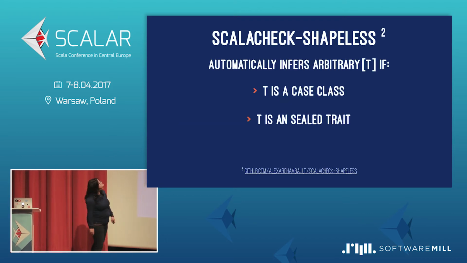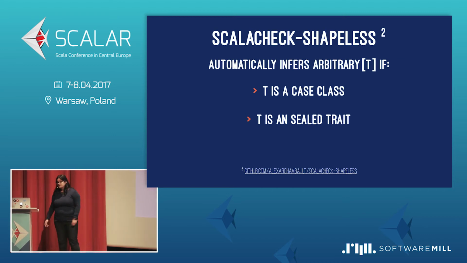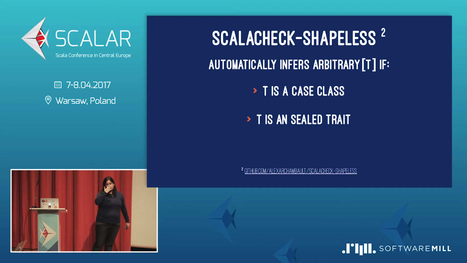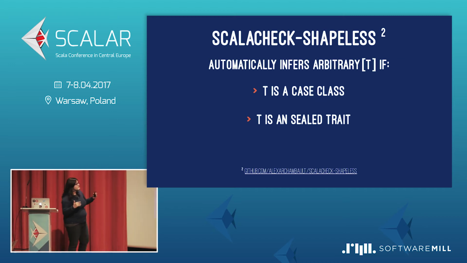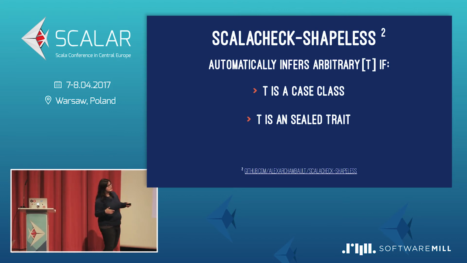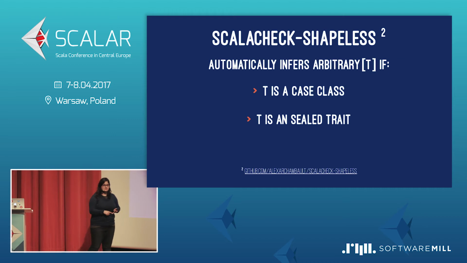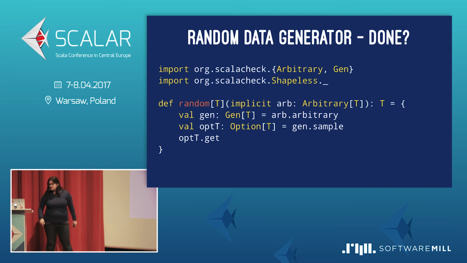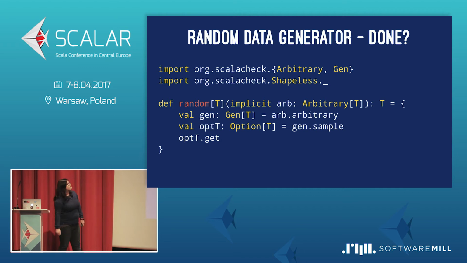Obviously, there is. Thank you, Shapeless. There is a project that is really good that I strongly recommend to you if you are using ScalaCheck, called ScalaCheck Shapeless. It basically uses Shapeless to generate the arbitrary automatically for you if you have an ADT, meaning either a sealed trait or a case class. So that's it. We have that magic import, org.scalacheck.shapeless._. Yay, we are done. Super cool. How cool is that?